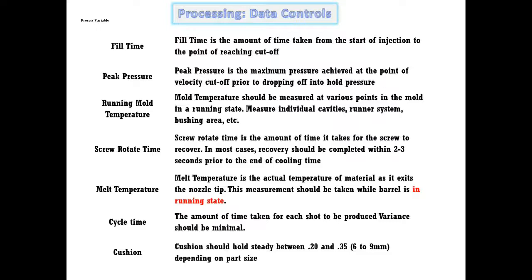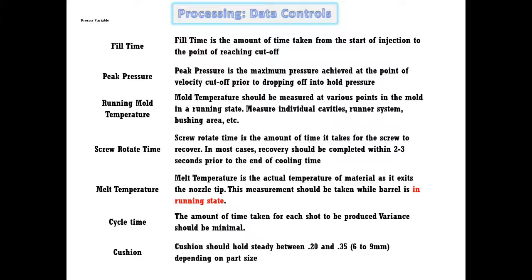Another key variable would be your running mold temperature. This temperature should be measured at various points in the mold, and it should be done with a mold in a running state. I like to give it at least 30 to 60 minutes of running before I take these measurements. And you're going to measure the individual cavities, the runner system, the bushing area, and etc. And you're going to record this data, and it'll be kept with your historical data.